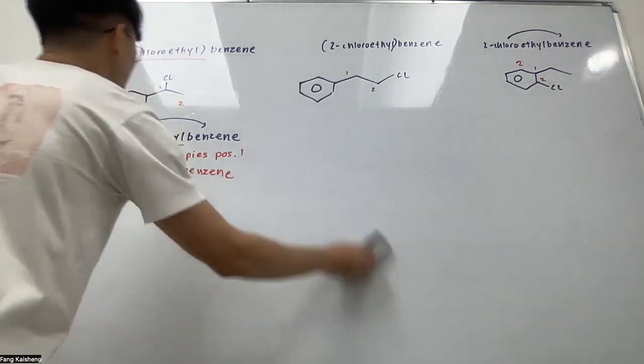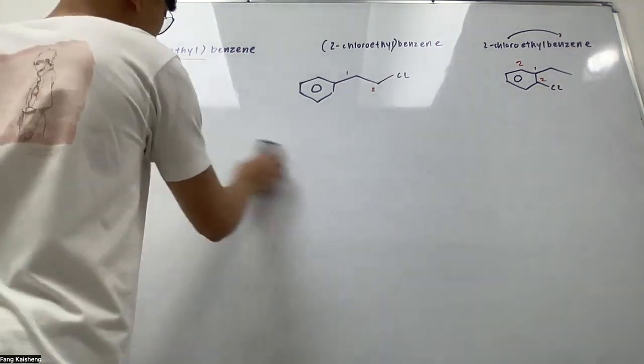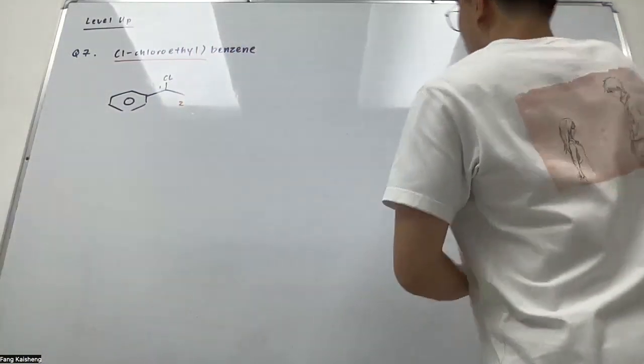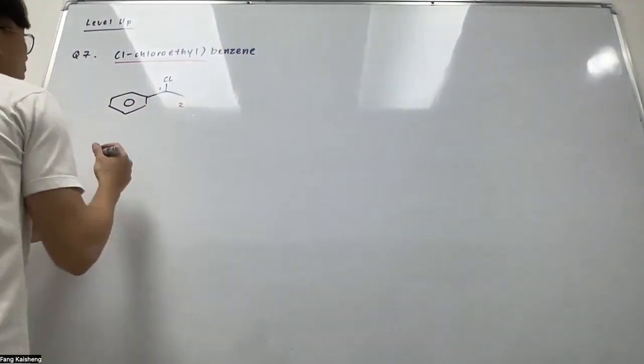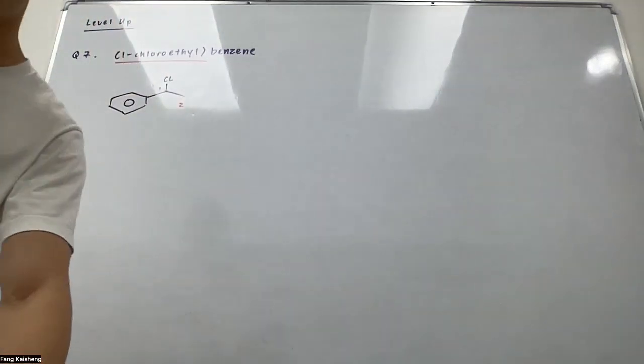Now that you've determined this is 1-chloroethyl benzene, can you answer the question? They want you to outline a mechanism. Come, outline the mechanism. Go and write the title and everything. I'll give you a few minutes. Try first.